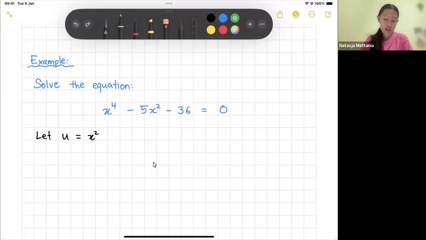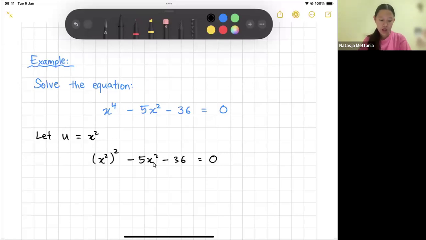I'll write it down first and then I'll explain. Using my indices law, I can break down x to the power 4 as x squared, whole squared, minus 5x squared minus 36 equal to 0. Now let me explain how x to the power 4 can be written as x squared whole squared.